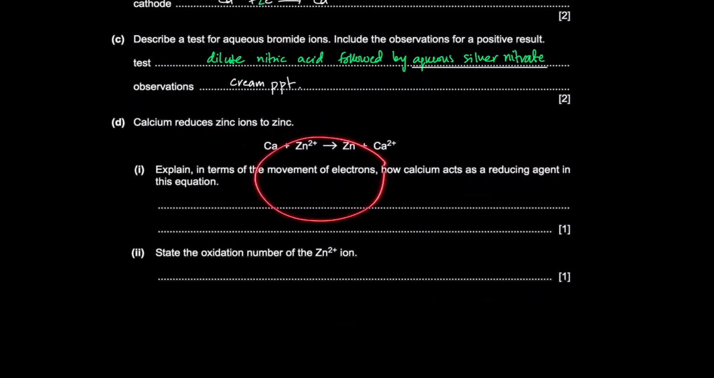Calcium reduces zinc ions to zinc. Explain in terms of the movement of electrons how calcium acts as a reducing agent. Reducing agents undergo oxidation. In other words, they lose electrons. They give their electrons to something else.